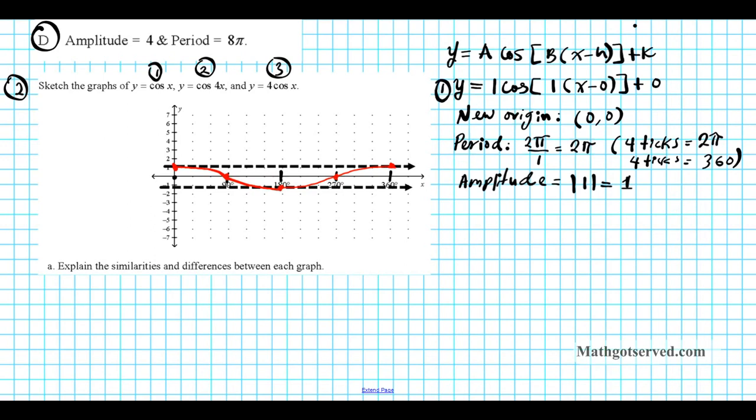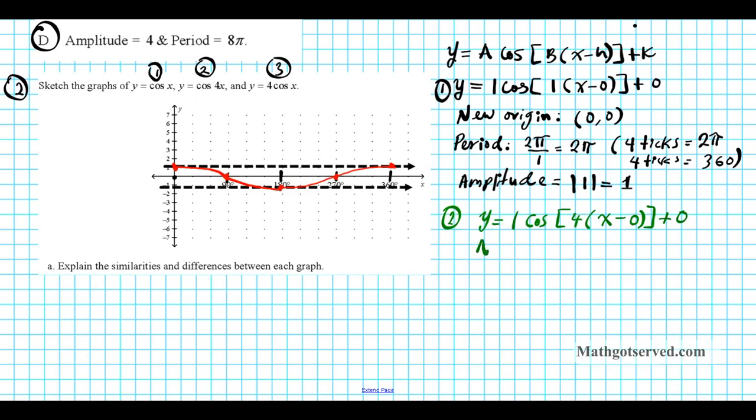Now let's graph function number 2. Let me do the entire thing in green. So function 2, let's write y equals cosine 4x in the general form right here. So it's going to be y equals 1 cosine. You notice that b is 4 now, so 4 times x minus, nothing is being subtracted from x, so 0. Nothing is being added to the entire function, so it's plus 0.